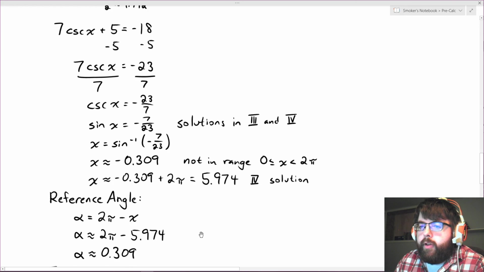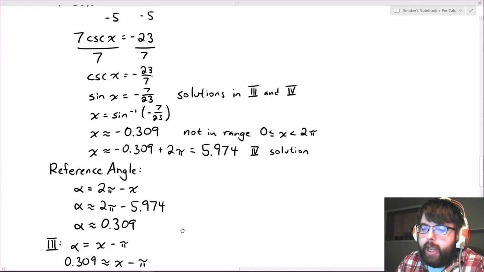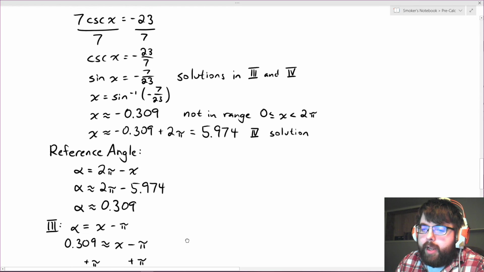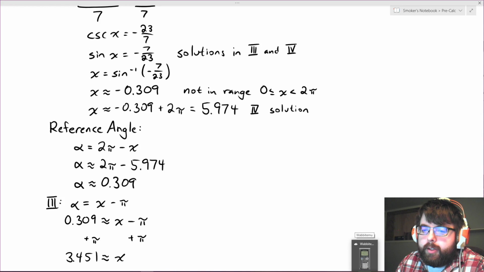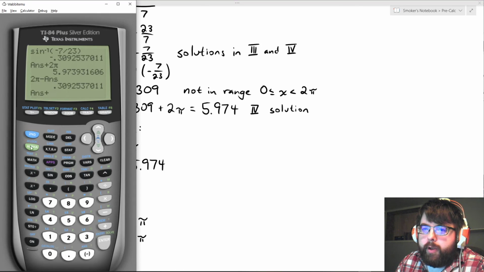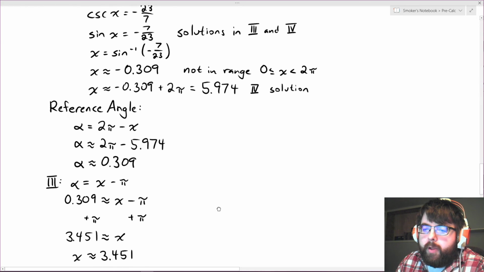Okay. Now we're looking for the third quadrant solution. So I'm going to use the third quadrant reference angle. Alpha is equal to x minus pi. And I'm going to plug this alpha that I just found in for the alpha for quadrant 3 and solve for x by adding pi to both sides and going back to the graphing calculator. Take your answer plus pi, and you're getting 3.451. Probably rewrite it with the x on the left, yes.